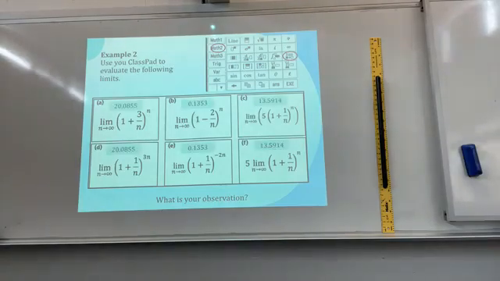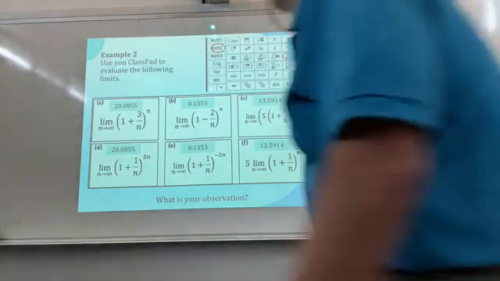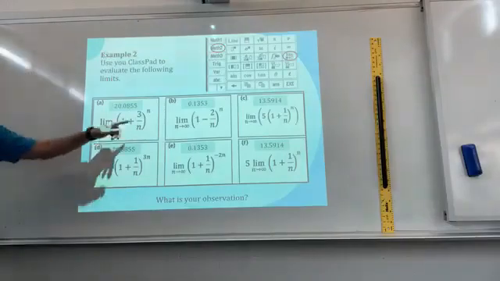I've got all the answers. Can you notice something between A and D? B and E and C and F. They're the same. They are exactly the same. Alright? Keep that in mind. What's the difference? What have I done here?